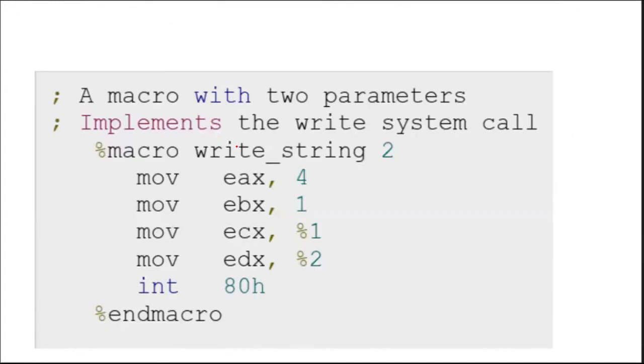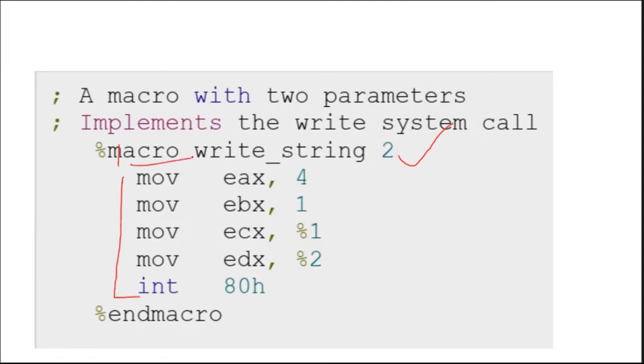So this is an example. This is a macro with 2 parameters, and it implements the sys_write call. So like this, macro write string. So write string is what? It is the macro name. Is that okay, guys? That's the macro name. And then you have this bunch of instructions here. This is an instruction for sys_write.